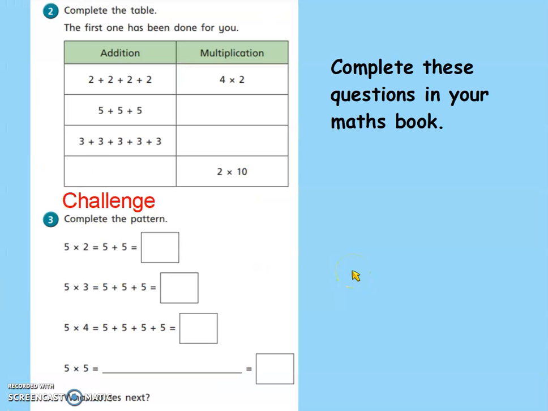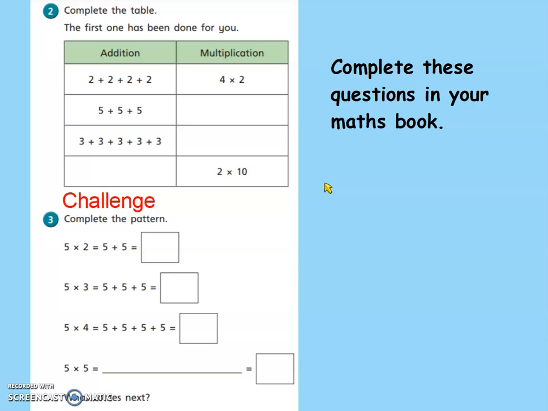Next, also in your maths book, I want you to copy and complete this table. So there is one column with the addition calculations in and one column with the multiplications in. And as you can see, the first one's already been done. So the question was 2 add 2 add 2 add 2. Count up how many times 2 is there. 1, 2, 3, 4. So the multiplication is 4 times 2. Now it's have a try at completing the 3 blanks.